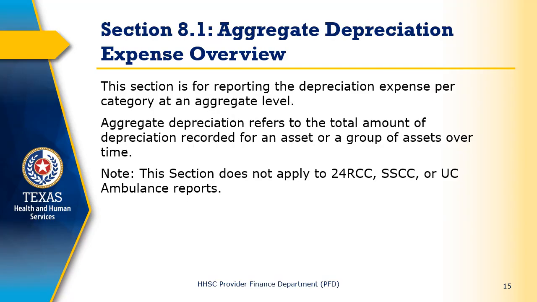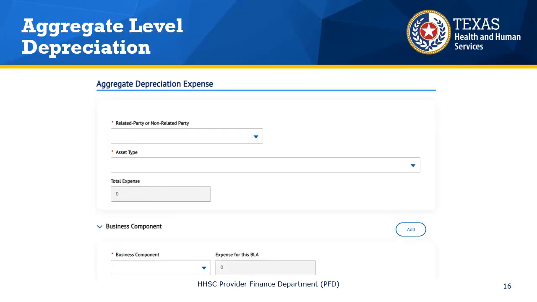This section is for reporting depreciation at an aggregate level. Aggregate depreciation refers to the total amount of depreciation recorded for an asset or a group of assets over time. To report depreciation at a line item level, please return to Section 4, General Information, and select line level for the question, How would you like to report your depreciable assets? This section does not apply to 24 RCC, SSCC, or UC ambulance reports.